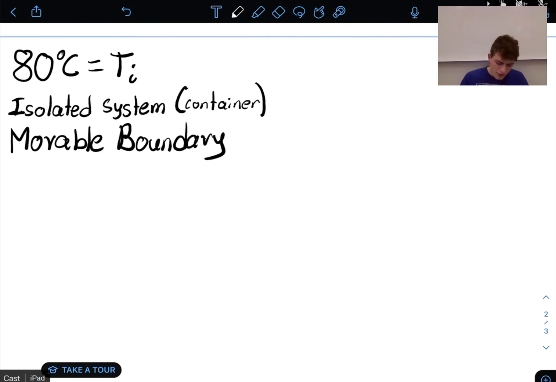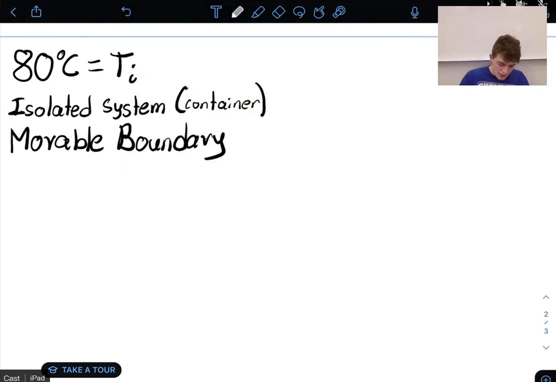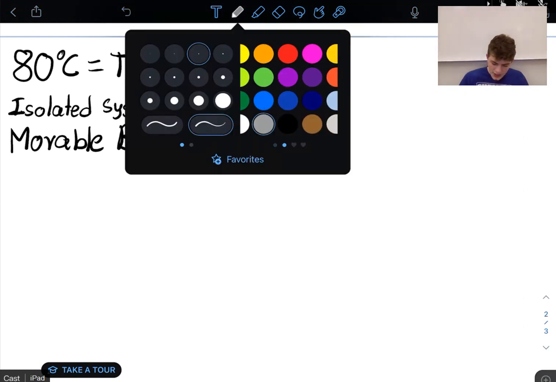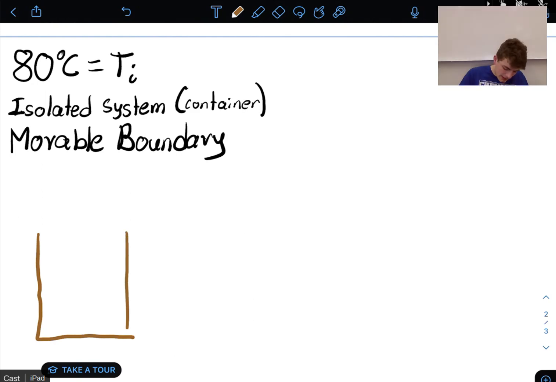So let's draw a little picture for our system here. So here, I'll go ahead and draw this out. We'll make it brown, because I haven't used brown yet. Isn't that kind of interesting? I don't know. Ooh, brown's kind of a gross color. Never mind. I'm sorry. So there's our brown container.